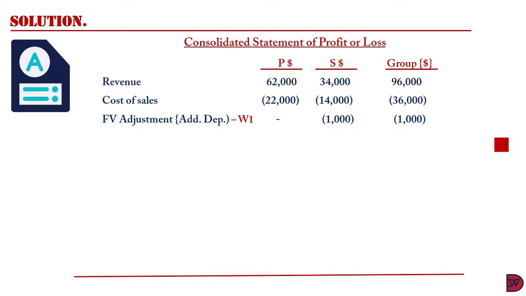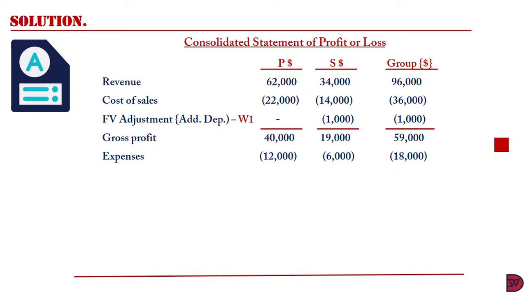Okay, the depreciation arising out of that, it's $1,000, and because it is the subsidiary's assets that require the adjustment, we put it under that column. We'll show the workings right after this page. So the group also recorded $1,000 amount. When we come to gross profit, it's $40,000 for P, $19,000 for S, $59,000 for the group. So expenses will be $12,000 for P, $6,000 for S, $18,000 for the group.